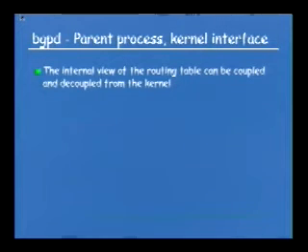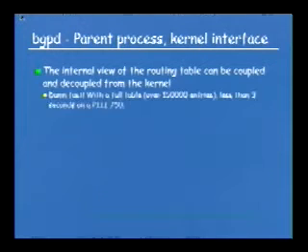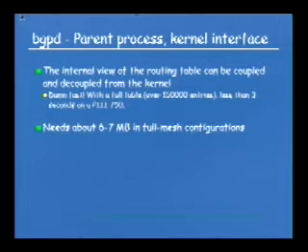The internal view of the kernel routing table can be coupled and decoupled from the kernel. This originally was a debugging feature because we had a problem with one of my test machines where we didn't have enough memory, but it turned out to be very useful. It's really fast. With a full table, it takes less than 3 seconds on a P3 750. And the parent process totally needs about 6 to 7 megabytes in full view configurations.